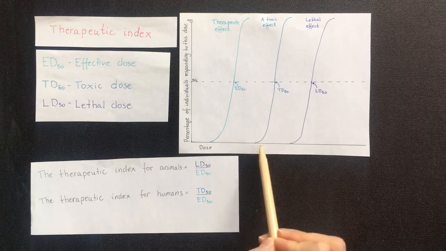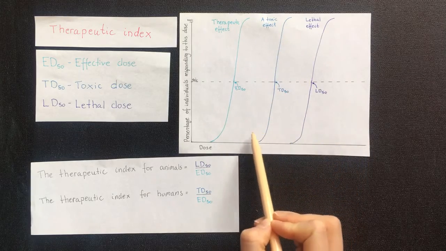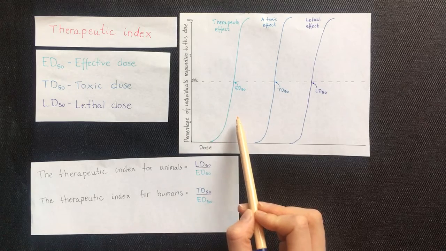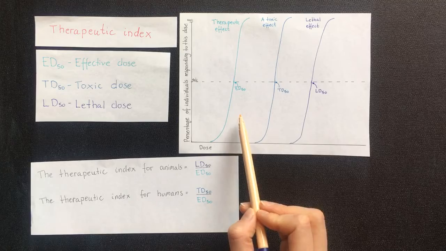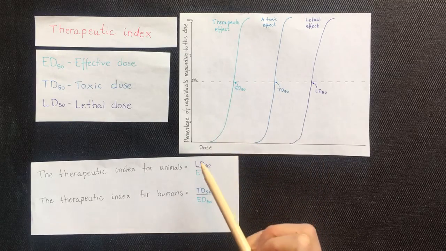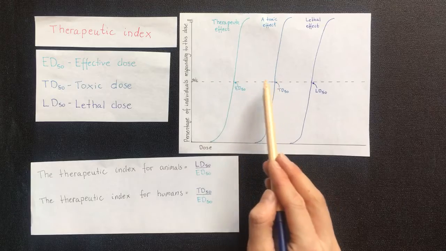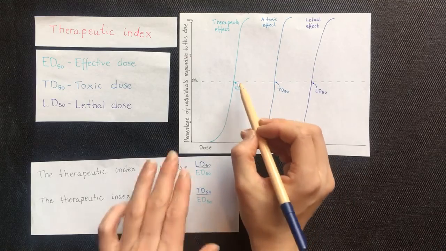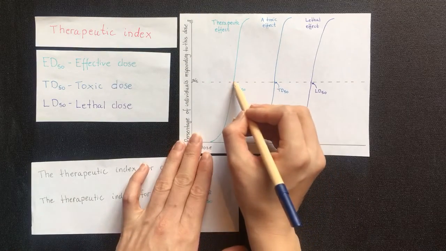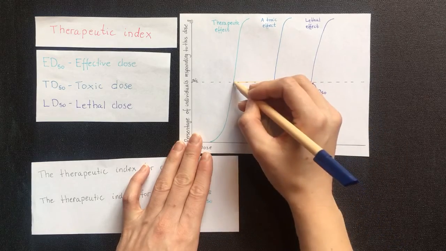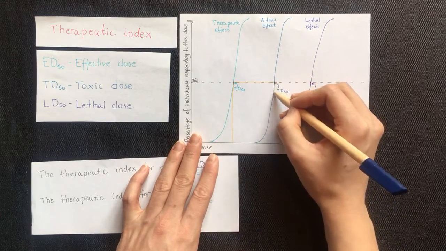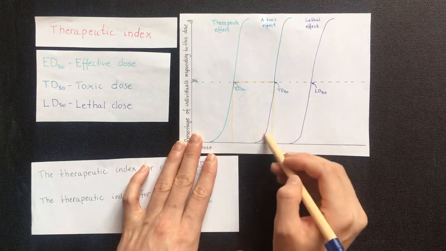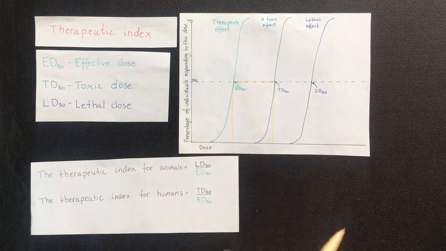Because if the TD, the toxic dose, was even closer here, so when you have an effect of the drug, you take just a little bit more and it's toxic, then we need to be more careful when taking the drug. So what we want is this one to have a long distance in between. And we actually call the distance between these two the therapeutic index as well. So this, we can say it's the therapeutic index, and we just go down to the x-axis. And we can say that the therapeutic index will be in between these two.